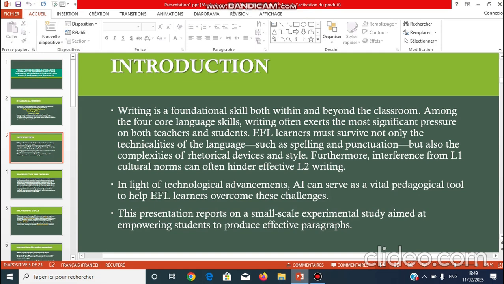Furthermore, interference from L1 cultural norms can often hinder effective L2 writing. In light of technological advancement, AI can serve as a vital pedagogical tool to help EFL learners overcome these challenges. This presentation reports on a small scale experimental study aimed at empowering students to produce effective paragraphs.